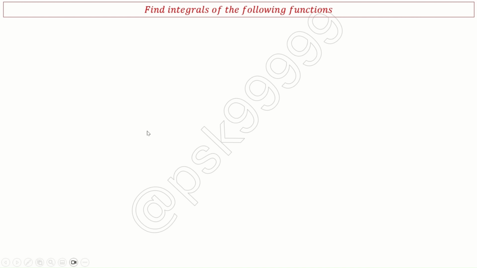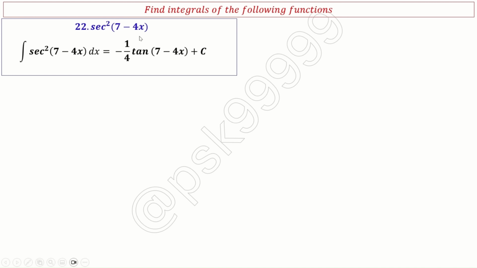Next, secant square of 7 minus 4x. Okay, we know the integral of secant square theta is tan theta, but here in theta's place you have 7 minus 4x, with minus 4 as the coefficient of x, so you will take that into the denominator. So minus 1 by 4 tan of 7 minus 4x plus constant.